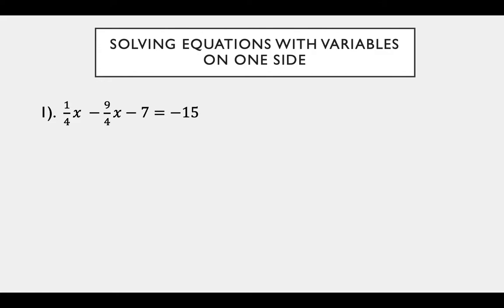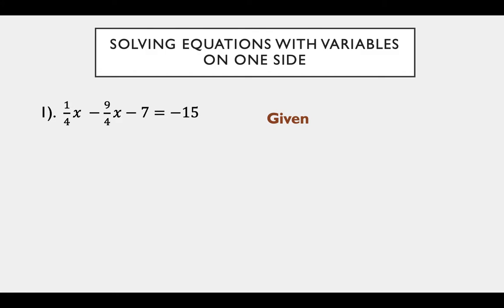If you look, this is read as 1 over 4x minus 9 over 4x minus 7 equals negative 15. You have seen something like this before. So now we're going to start solving it. Notice that I'm on the right side of the slide giving all the statements that describe the steps I'm doing. Given just means that's the first problem that I'm given.